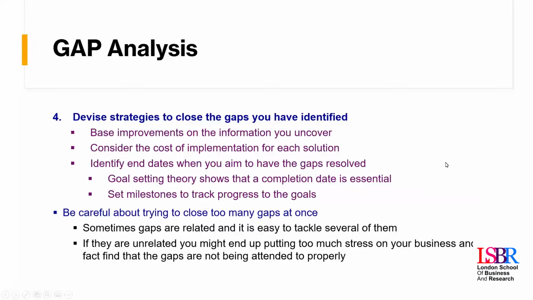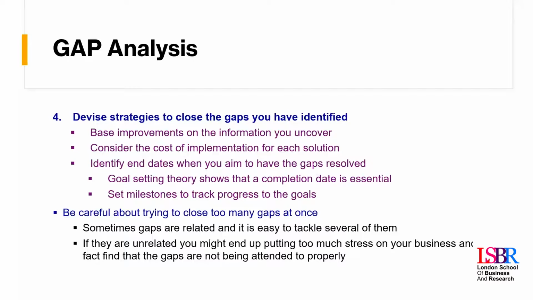So what do you need to be able to do? Well, it's all about devising strategies to close that gap. It's about looking at how you improve on the information that you've uncovered. How do you consider the cost of implementing each solution? How do you identify end dates that you aim to have those gaps resolved in? What are the goals you need to be able to set? What are the milestones you need to track in order to get to those goals?